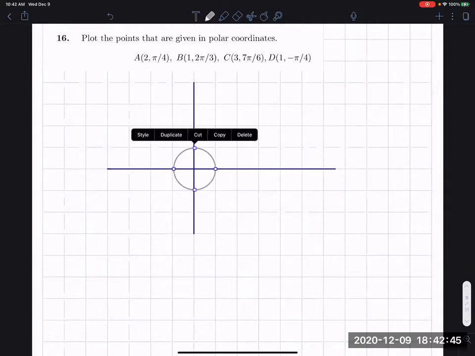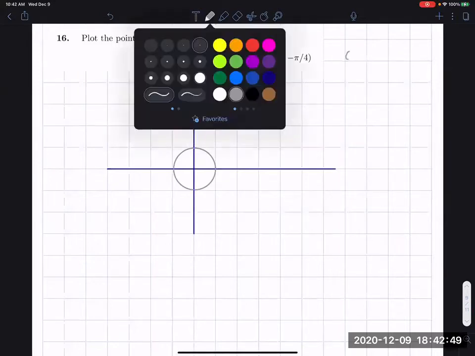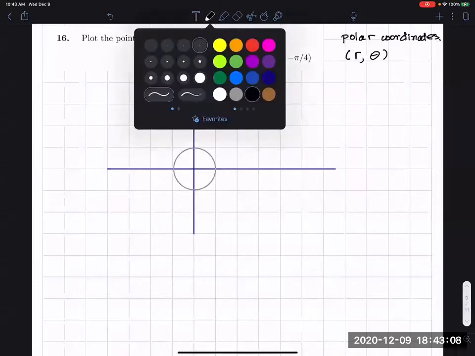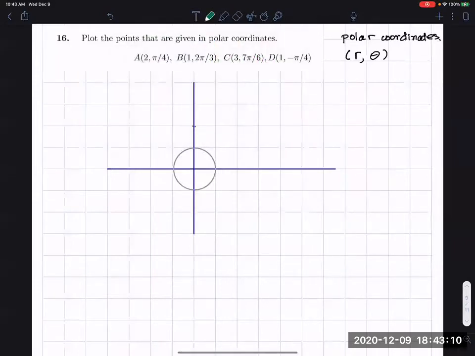D has radius 1. For polar coordinates, the first coordinate is r and the second coordinate is theta. So I just drew a circle with radius 1, and D is going to fit into that. That's what we're going to use for that point D.